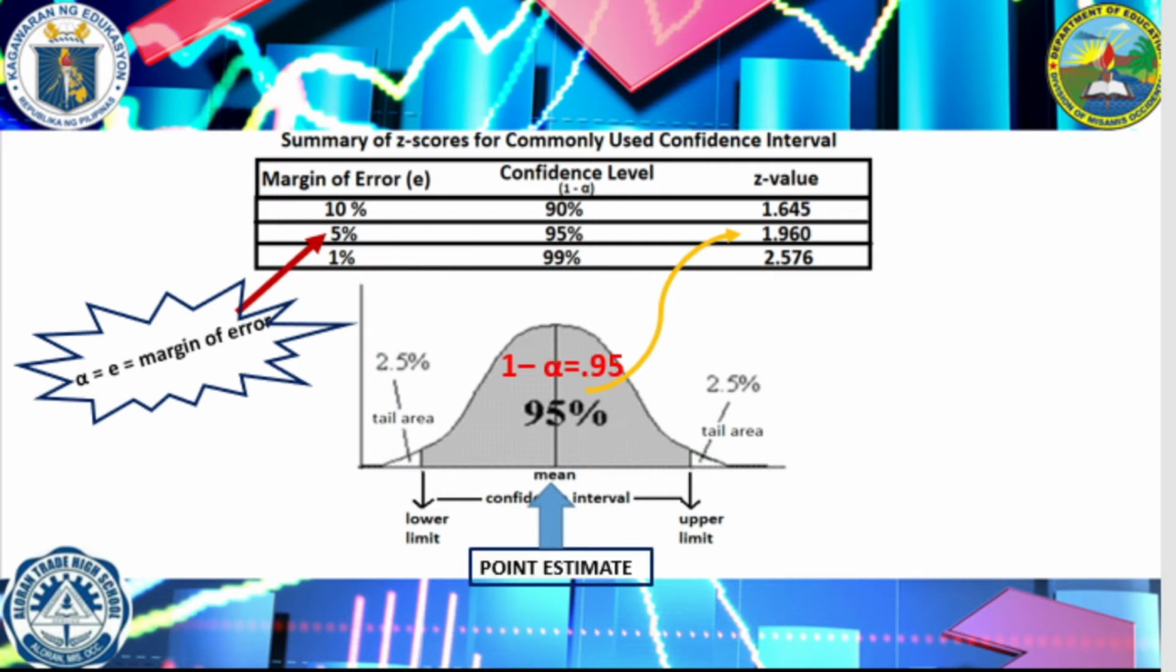The mean, which is the center under the normal curve, is actually where we base our point estimate. And the confidence interval is actually the upper limit and the lower limit under the normal curve. So the confidence interval is from this lower limit up to the upper limit.